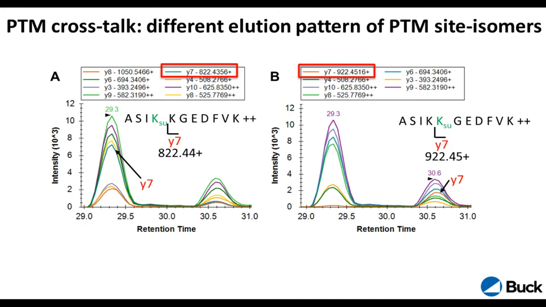In fact, I'm showing you this here. On the left, you can see a total ion chromatogram extracted for the different fragment ions. The Y7 is an ion that differentiates here, where on the left you have the succinylation site on that lysine. If you look at panel B, you have a different peptide species that elutes a little bit later, and you get different m/z values for these Y7 ions in this particular case.